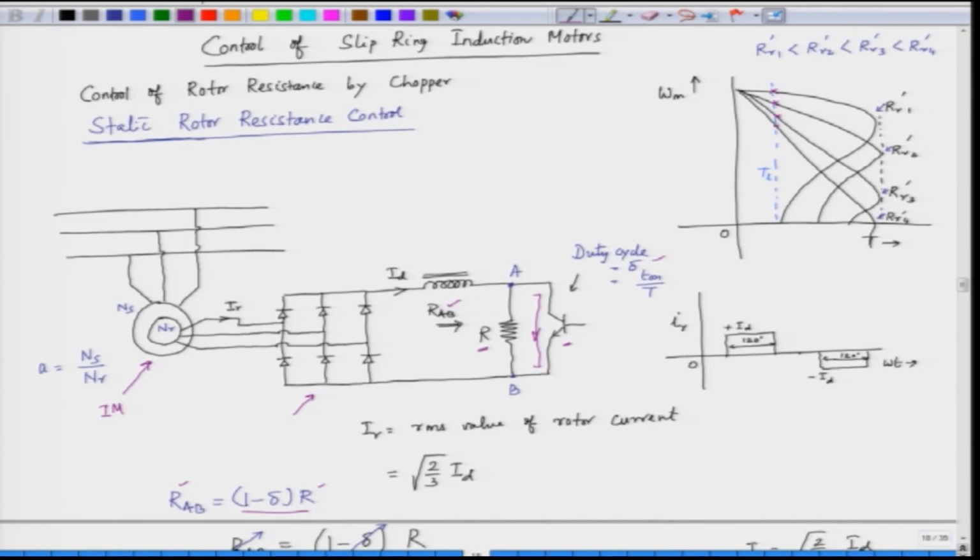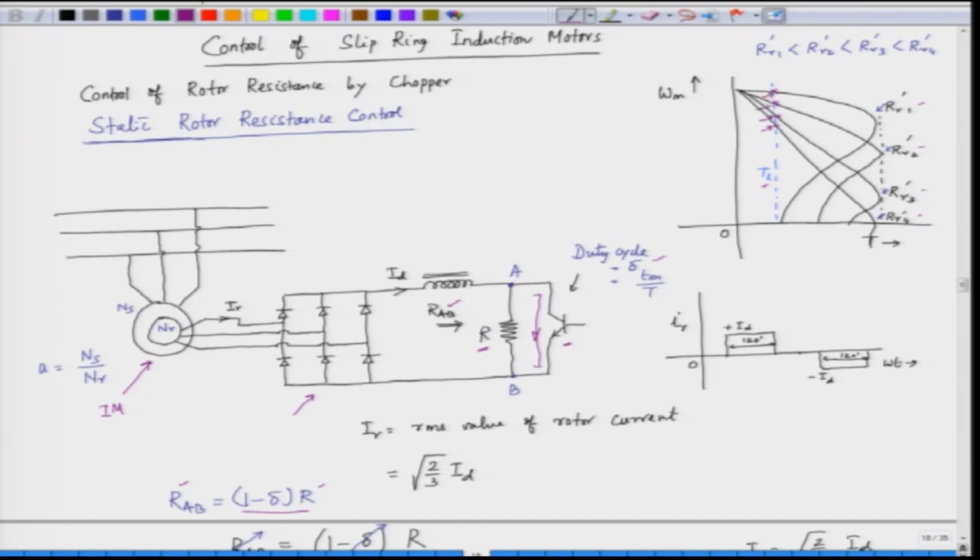Now, we would like to control this in closed loop. We would like to control the speed. These are the characteristics for various rotor resistances RR1, RR2, RR3 and RR4. As you go on varying the rotor resistance, the curve changes and the speed will also change, because we have a load torque profile, and if we change the rotor resistance, the speed is decided by the intersection of the two characteristics.